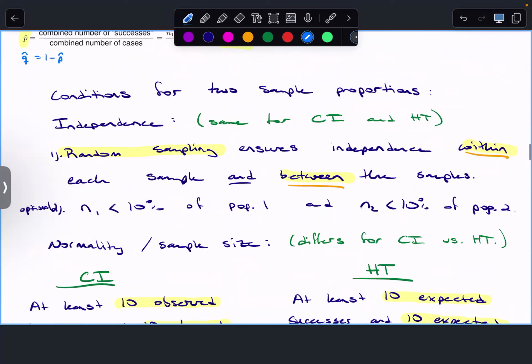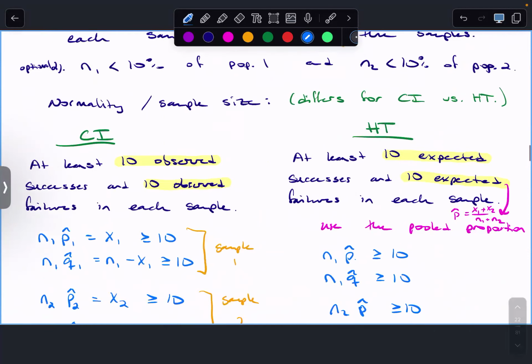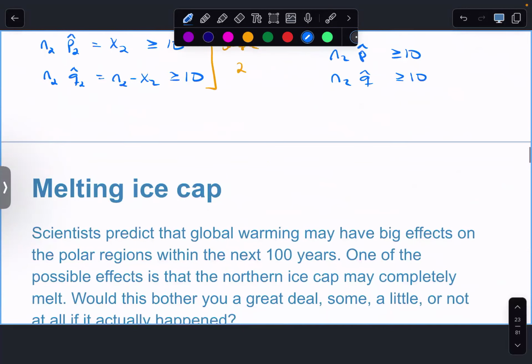So that's a lot, right? You could probably use some review on your own, but just the highlighted parts are the important things to remember in this condition section.